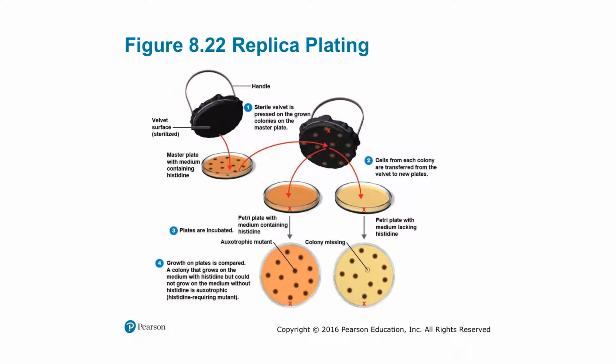So replica plating, you start with a sterile velvet that is pressed down on the colonies of a master plate, and that master plate has medium containing the histidine. Basically we're going to use the velvet to press down on these other plates. So we transfer them to new plates, and then the plates are incubated. These petri dishes contain different media. One has histidine, one does not have histidine. And so then you can look and see which one is the mutant, based on whether it's missing or not. And so this is one of those things where you're looking for those mutations that are beneficial, essentially.